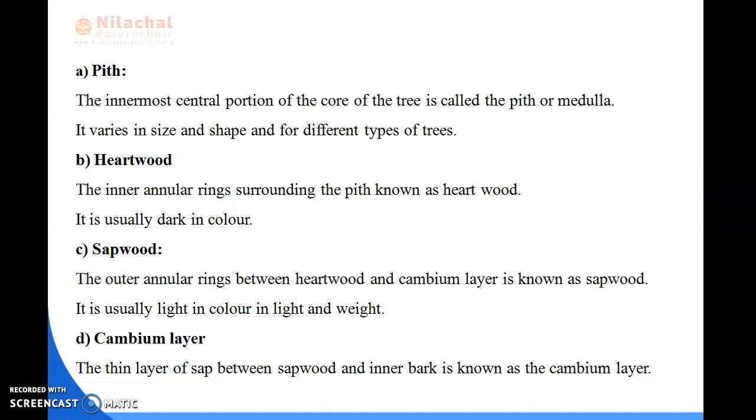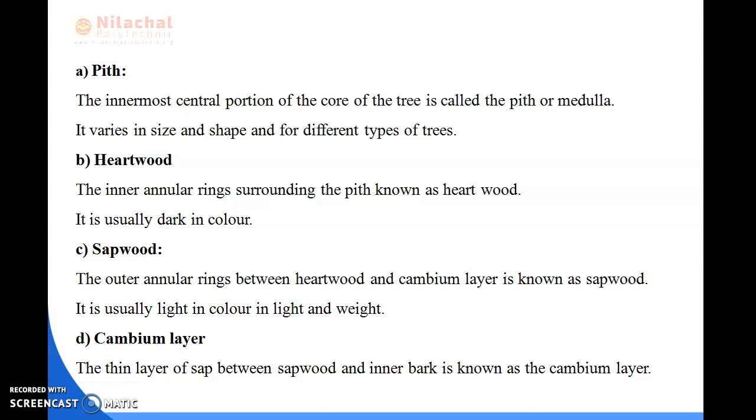It varies in size and shape for the different types of trees. As I have shown in the diagram, the middle portion or the inner portion of the core of the tree is called the pith. Next is heartwood. The inner annual rings surrounding the pith are known as heartwood. It is usually dark in color.